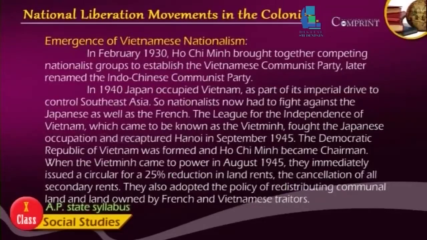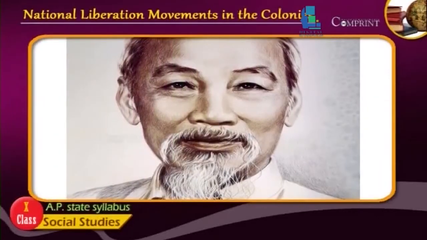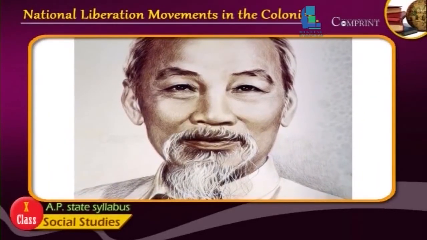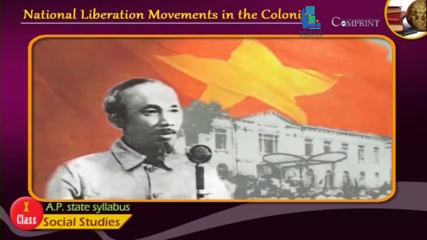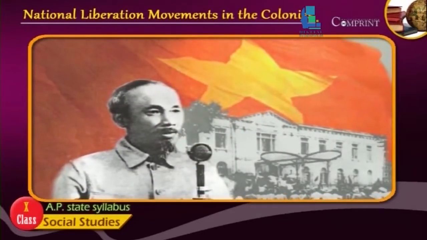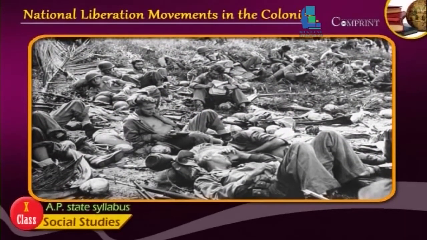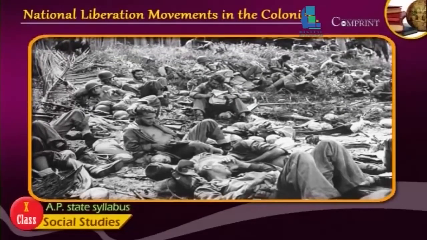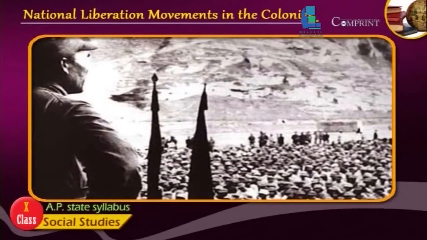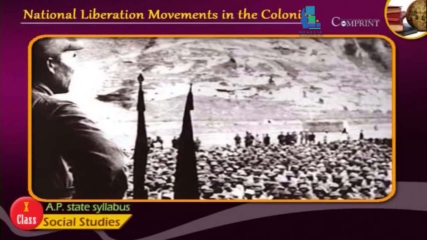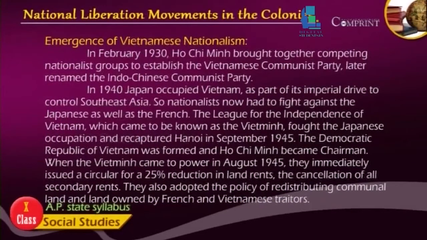In February 1930, Ho Chi Minh brought together competing nationalist groups to establish the Vietnamese Communist Party, later renamed the Indo-Chinese Communist Party. In 1940, Japan occupied Vietnam as a part of its imperial drive to control Southeast Asia, so the nationalists now had to fight against the Japanese as well as the French. The League for the Independence of Vietnam, which came to be known as the Vietminh, fought the Japanese occupation and recaptured Hanoi.